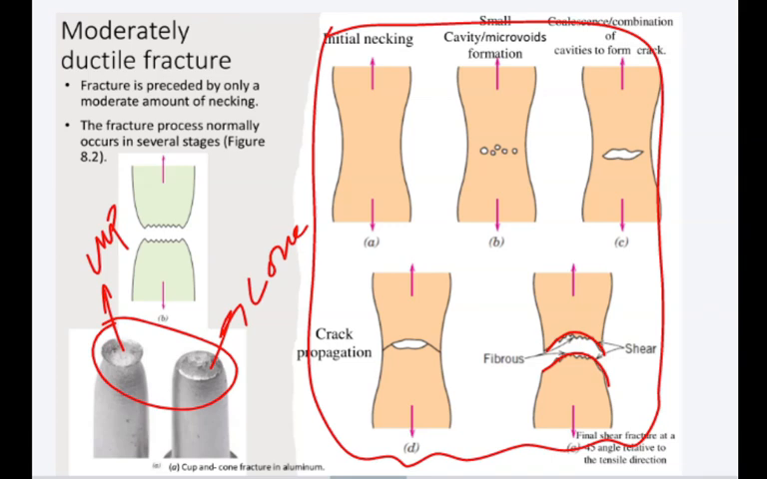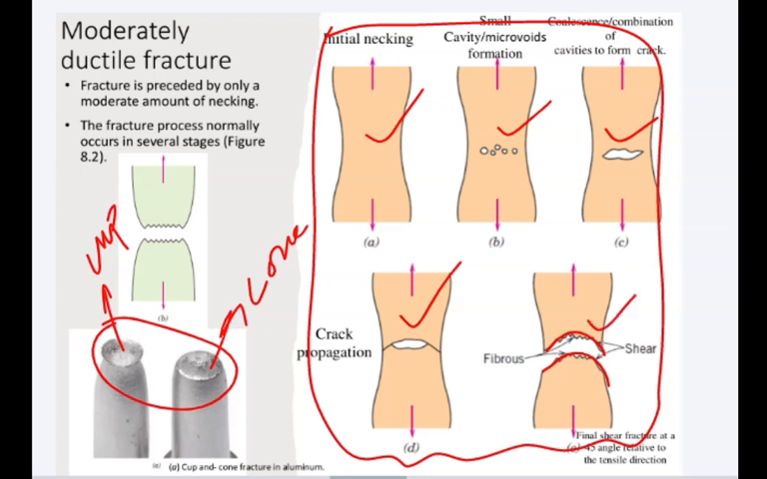Any confusion for anyone? You understand, right? You have to understand these steps. First, the necking occurs, then we see the small cavities, then the cavities come close to each other to make cracks, then the crack propagates, and then the fracture occurs.